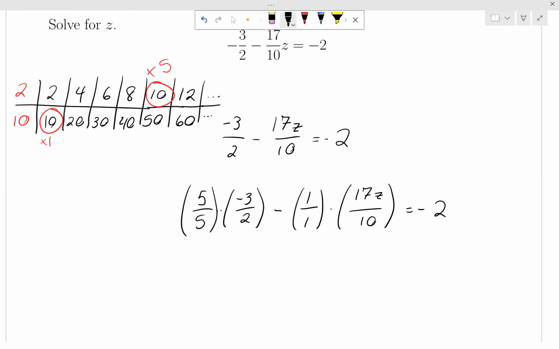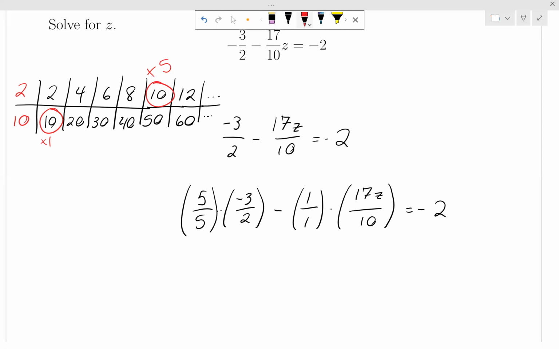But look here, this 5 over 5, that's just 1. I'm multiplying by 1, so I'm not changing anything about the problem. And this 1 over 1 is 1. I'm not changing the values or anything. I'm just multiplying by 1. This 5 over 5 is still 1.